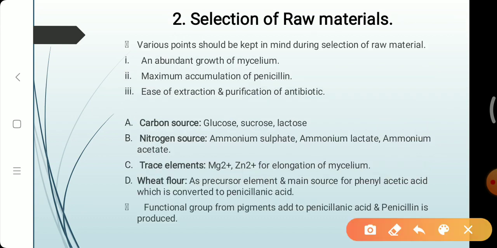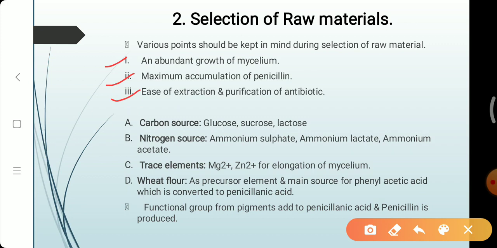Second step is selection of raw material. While selecting the raw materials, we should keep certain things in mind, such as the raw material should provide abundant growth for the mycelium, maximum accumulation of penicillin, and ease of extraction and purification of the antibiotic. It should not cause any hindrance towards the purification or recovery stage. So we have to keep these points in mind during the selection of raw material.